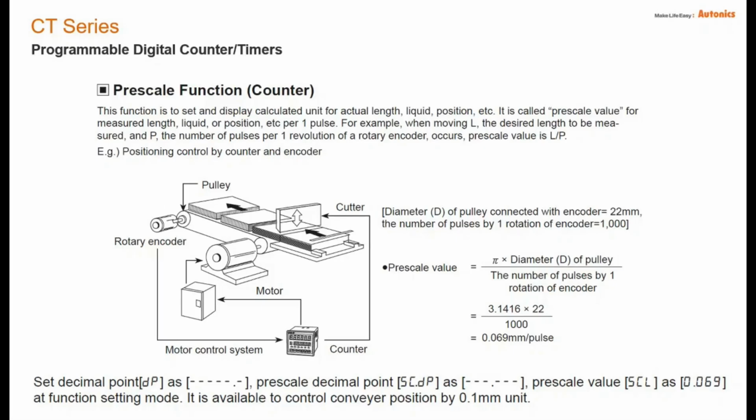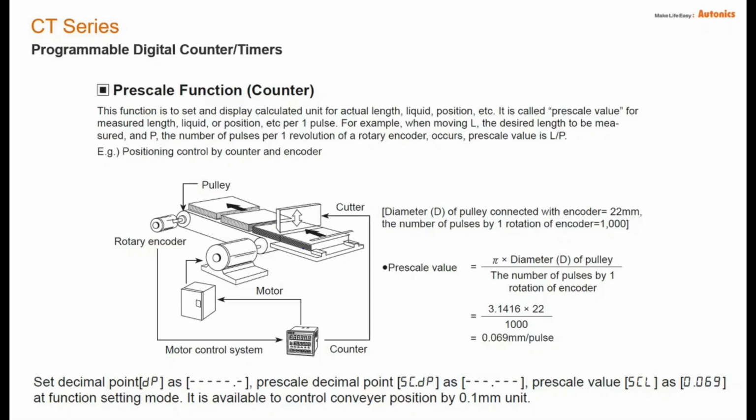This function is with respect to the cut to length application, in which we need to put a scaling parameter. The number of pulses that we receive from the encoder, we can convert into an actual length measurement value. But for that we need to do some calculations first. Those calculations are explained in this presentation.